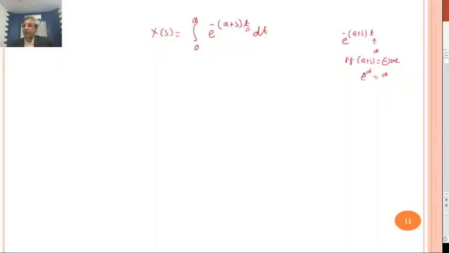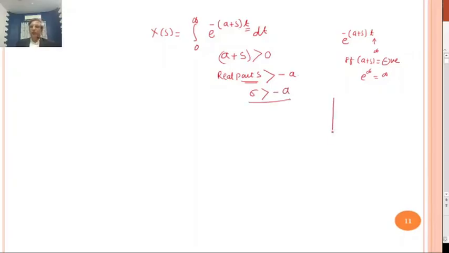Now here we will find the range where the signal is absolutely integrable. Here the signal is not absolutely integrable. For that, the condition is that a plus s should be positive, that is, greater than 0. When this is positive, the total exponent is negative, and the signal is absolutely integrable. Means we can say that the real part of s should be greater than minus a. And what is the real part? Sigma. Sigma should be greater than minus a.